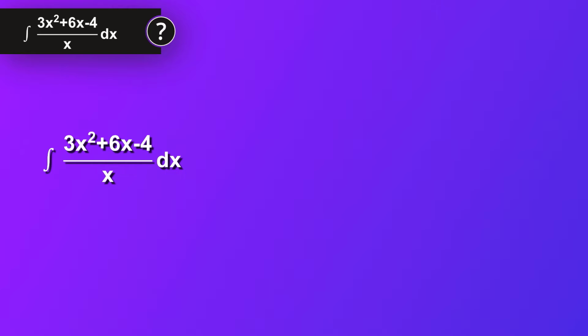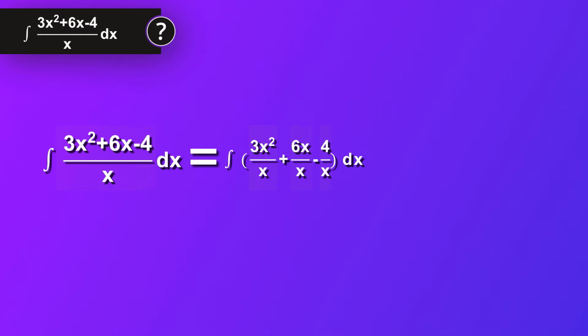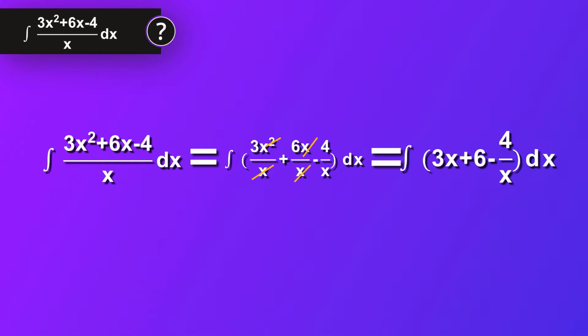First, let's rewrite our equation to get three separate ones. We've got 3x squared divided by x plus 6x divided by x minus 4 divided by x. So we've got 3x plus 6 minus 4 divided by x as our integrand.